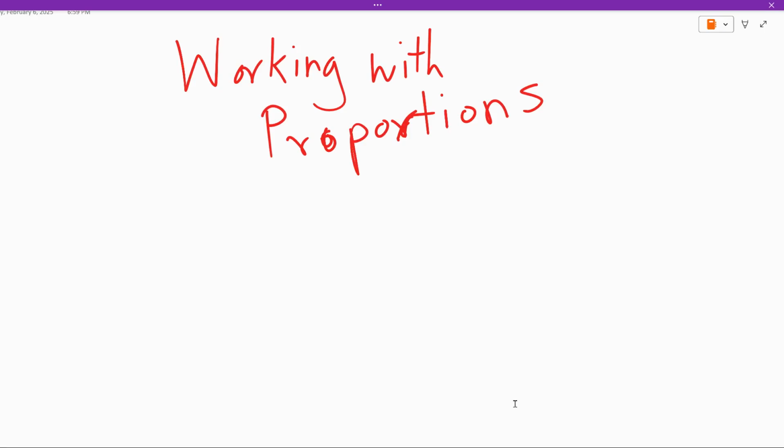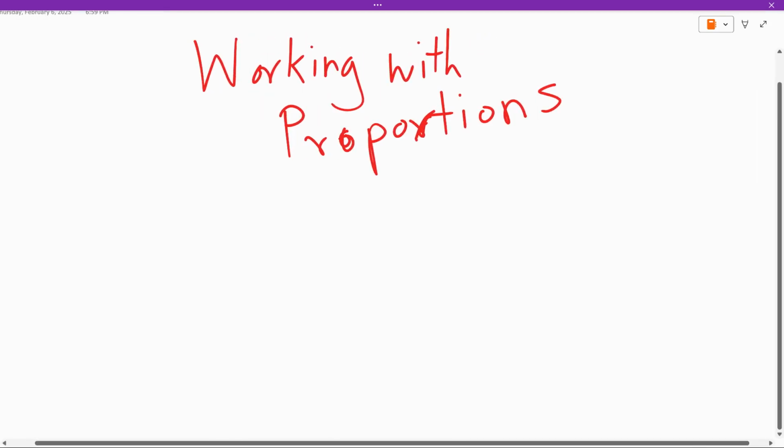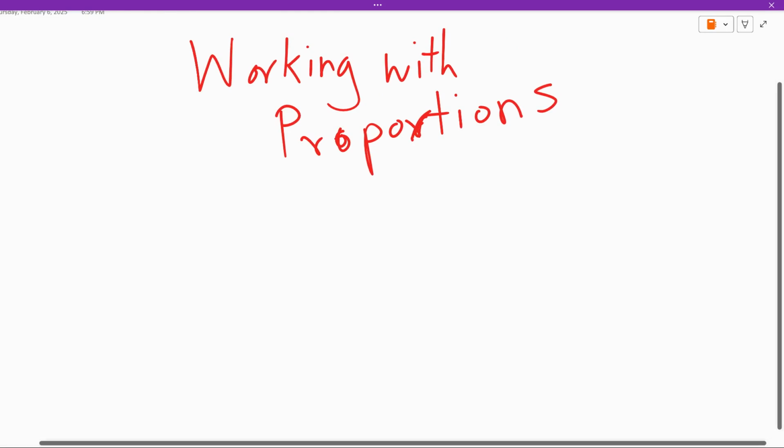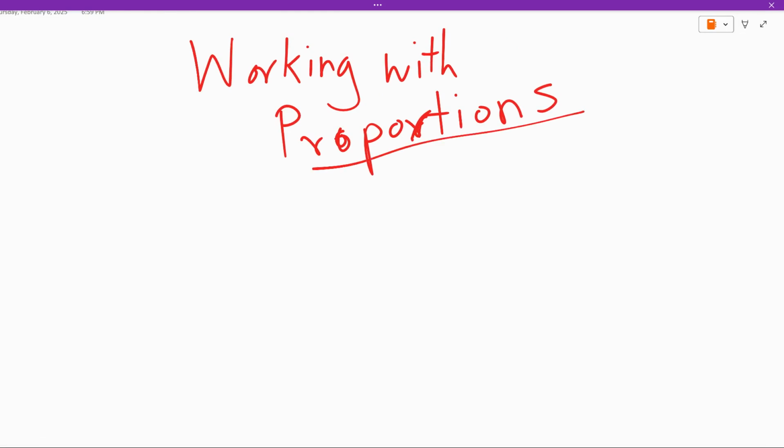Hi everybody, welcome to today's lecture on working with proportions. This is one of the most fundamental and versatile topics in SAT math, so mastering it will help not only on test day, but in many real-world applications as well. By the end of this lesson, you'll feel confident in solving proportion problems and scaling relationships, including square and cubic relationships.